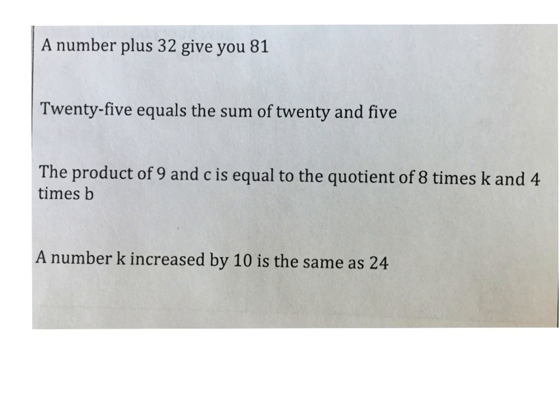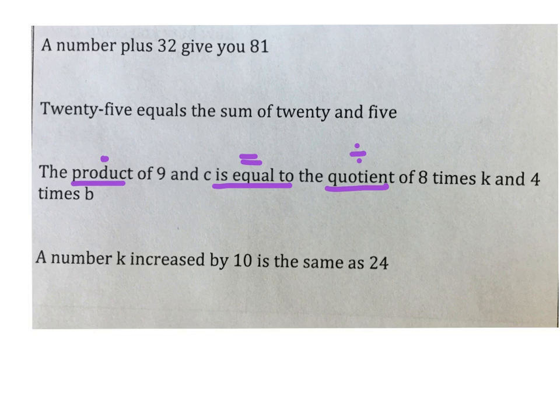All right, let's try two more together. Let's come down to this one that says the product. All right, so first thing I see the product. I know that means multiply. So it says the product of 9 and C is equal to. Ooh, is equal to, there's another keyword. I'm going to put my equal sign. Is equal to the quotient. Ooh, quotient I know is division of 8 times K and 4 times B.